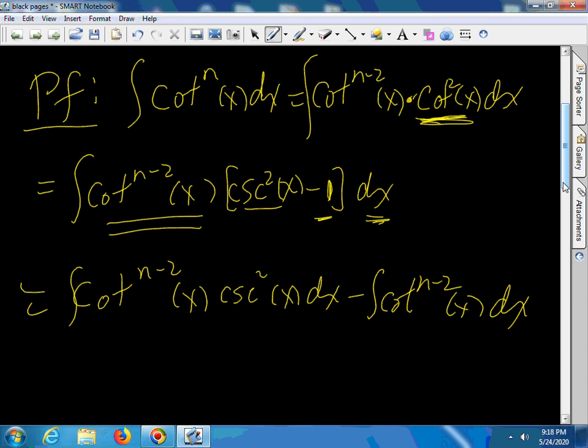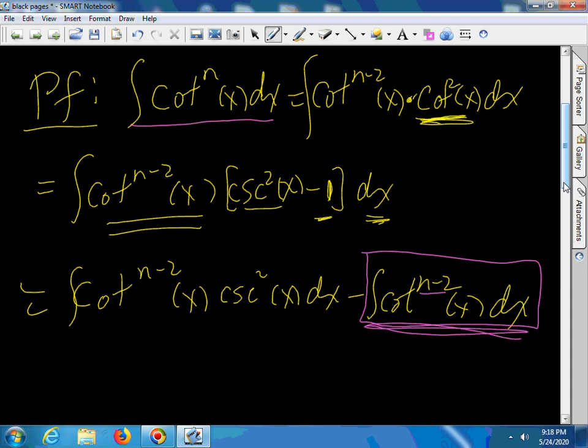Now this here, beautiful, looking perfect. The power of cotangent x has been reduced. So this formula and this formula, they look the same except the power got lower. Excellent.